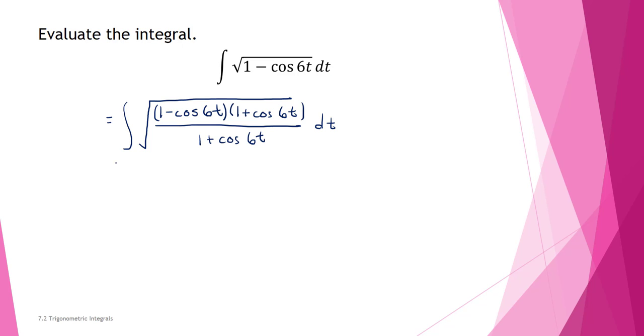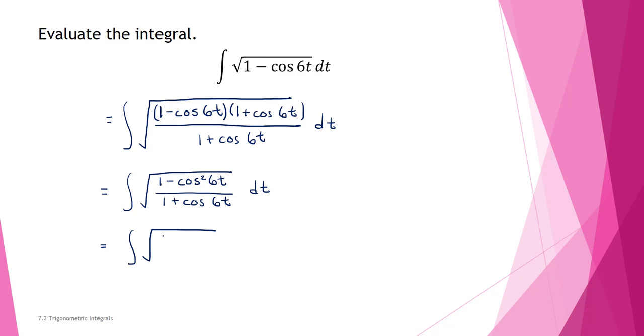However, this trick works a lot because we have the Pythagorean identities that when we have cosine squared, we can do something with that. Okay, so I'm foiling out the top. We end up with 1 minus cosine squared of 6t over 1 plus cosine of 6t. And then 1 minus cosine squared of 6t is sine squared of 6t.